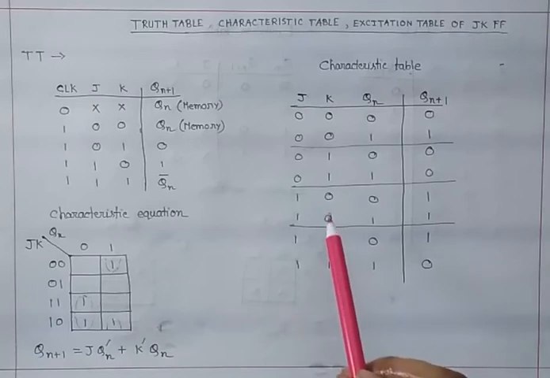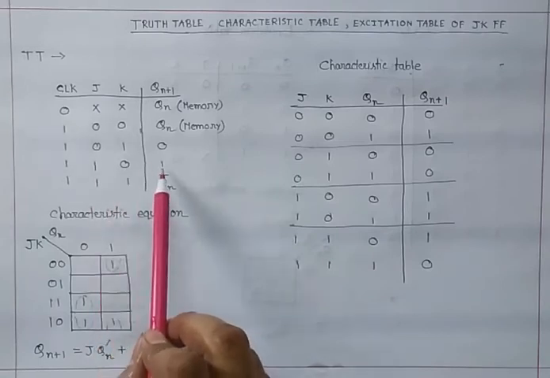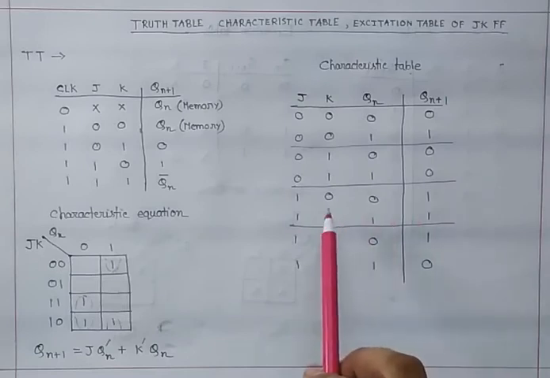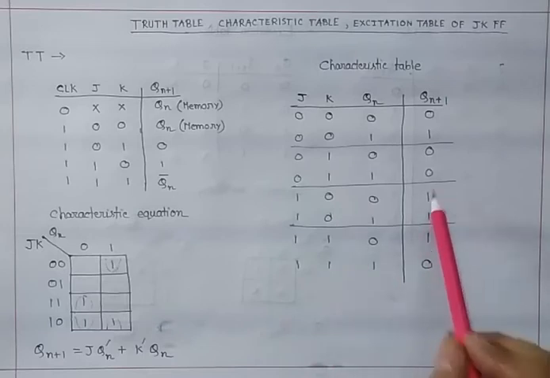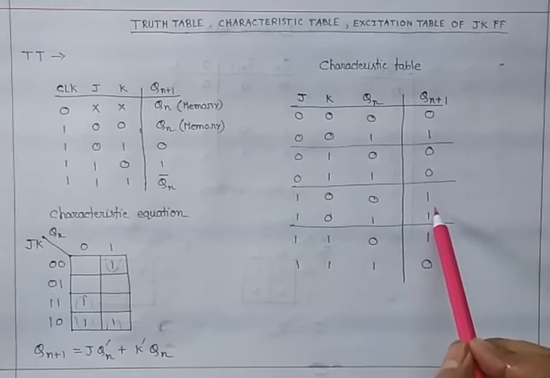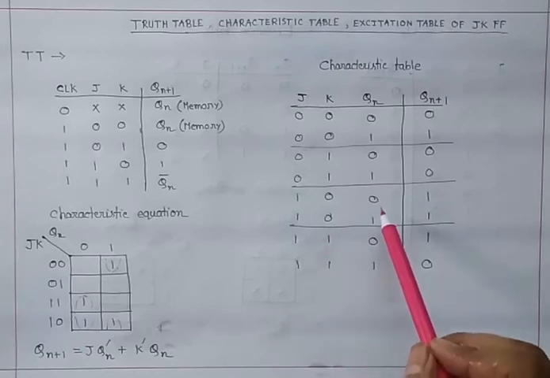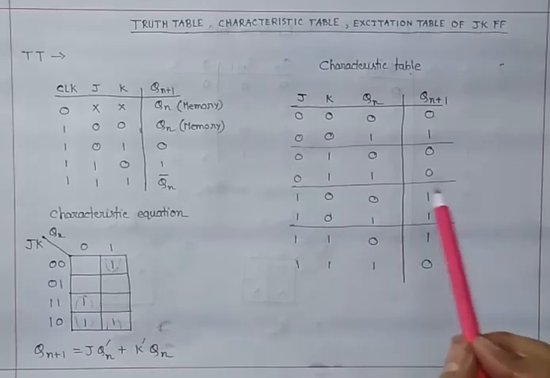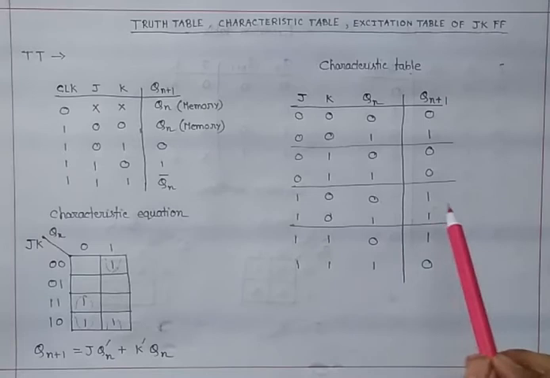Now what will happen for the input pattern 1 0? We know that for the value 1 0, the output was 1. That means for this case, the input pattern 1 0, the output will be 1. Here also the output Qn plus 1 doesn't depend on the value of Qn. When Qn was 0, Qn plus 1 is 1, and when Qn was 1, again Qn plus 1 is equal to 1.